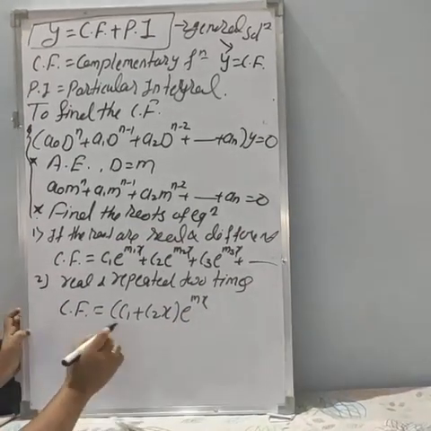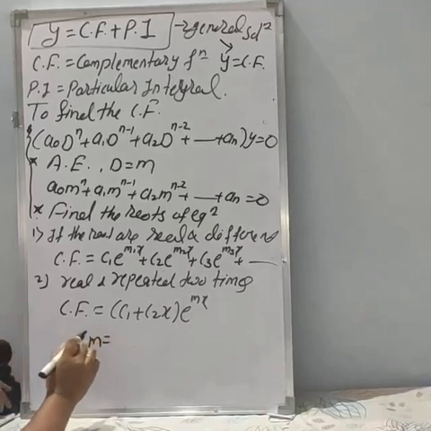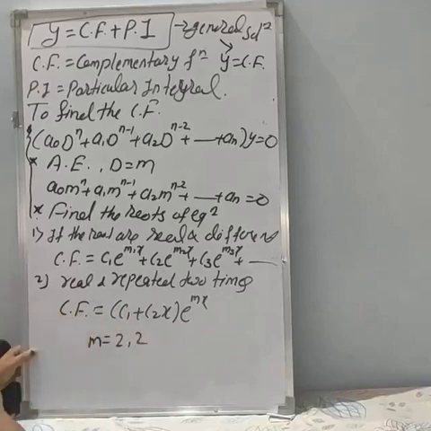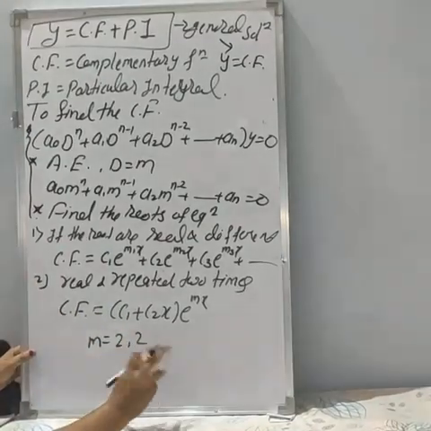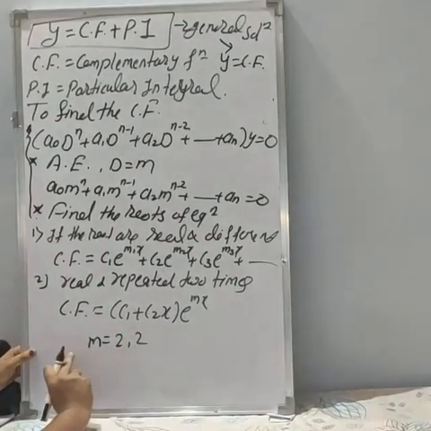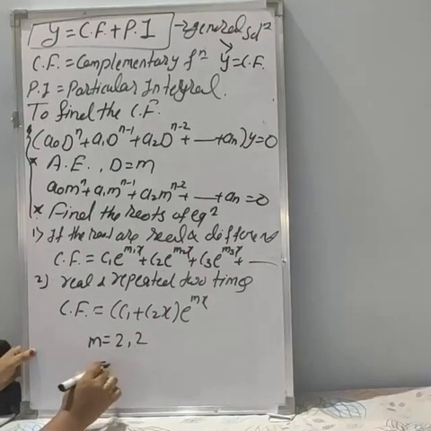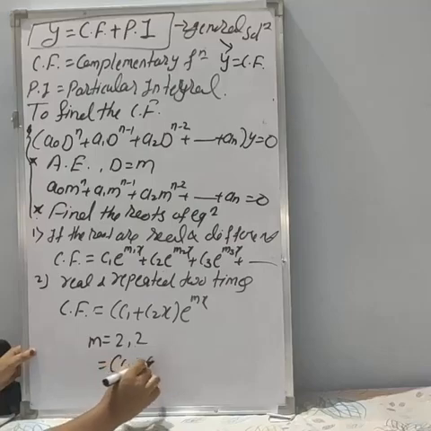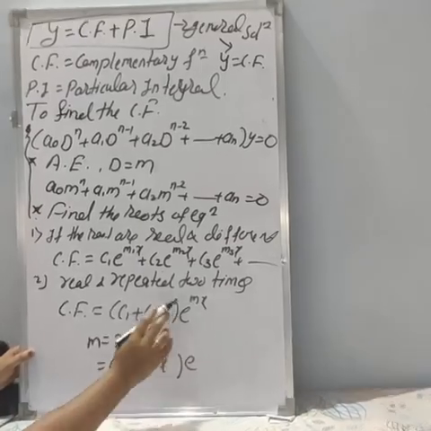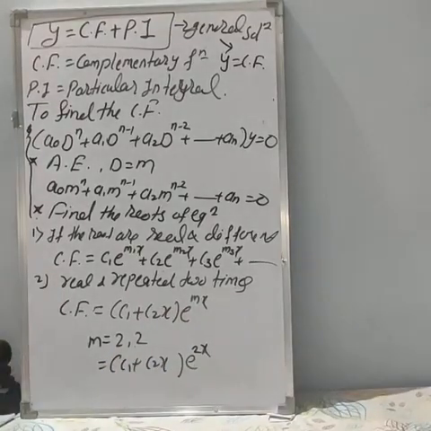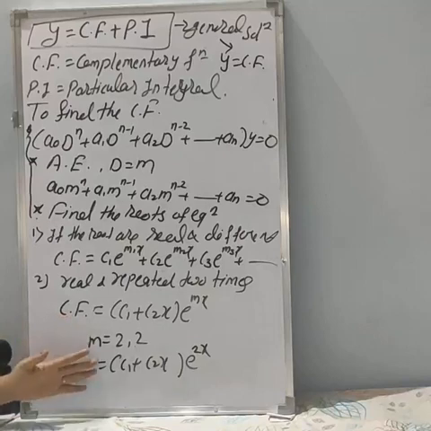For example, for many equations we will get repeated roots. Suppose m is equal to 2 and 2, you are getting 2 two times, which means m1 is 2 and m2 is also 2. Then the complementary function can be written as c1 plus c2x times e to the power of the repeated root, that is 2x. This is the required complementary function if the roots are real and repeated.